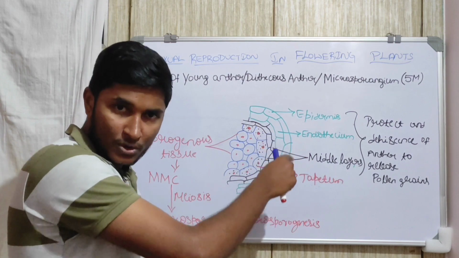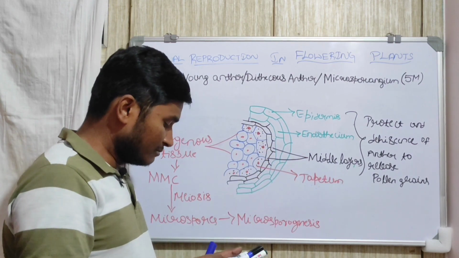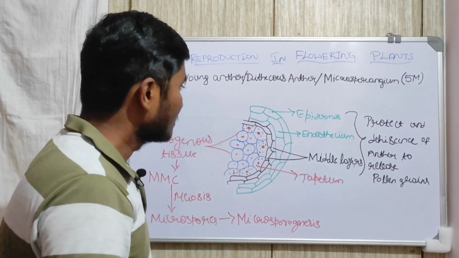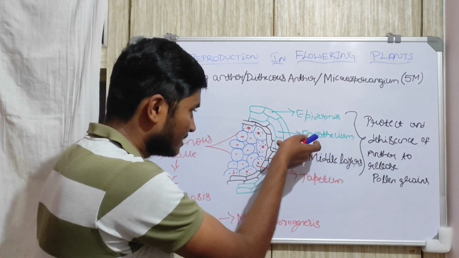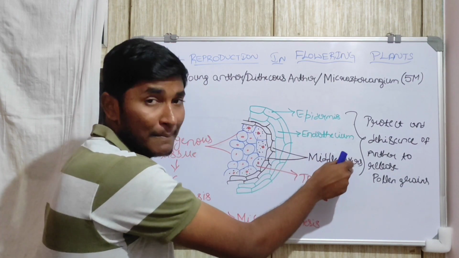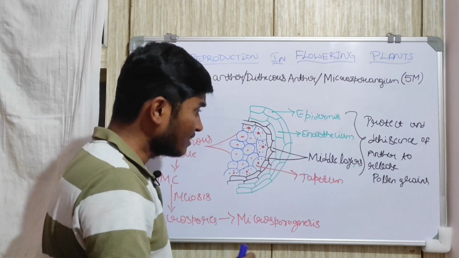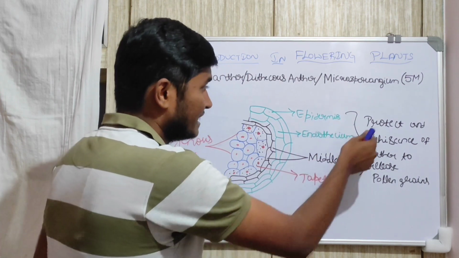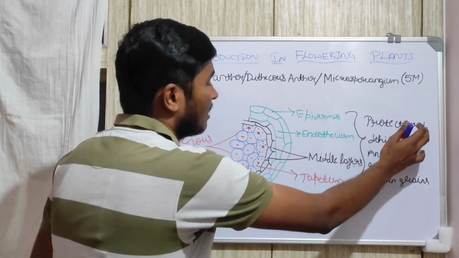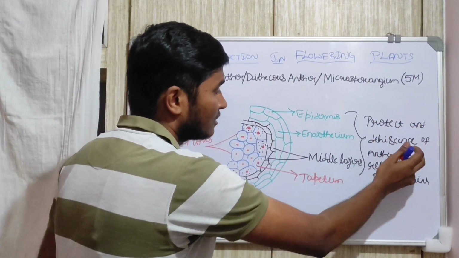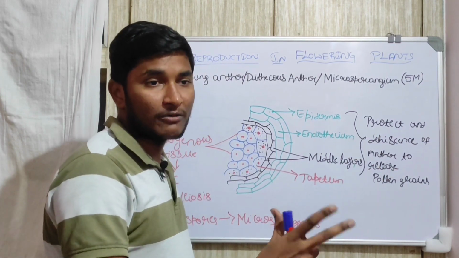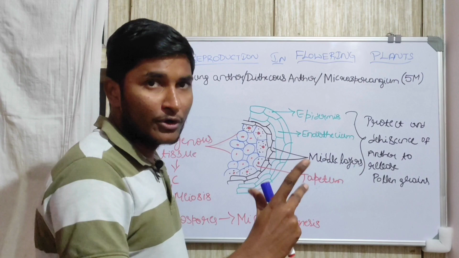Epidermis is the outermost single layer. Endothecium is inner to the epidermis. It is also made up of a single layer. Just below the endothecium, there are 1 to 2 layers called middle layers. These 3 layers help in the protection of the microsporangium and also help in dehiscence of anther to release pollen grains. Dehiscence means bursting of anther. When the anther matures, it produces pollen grains.